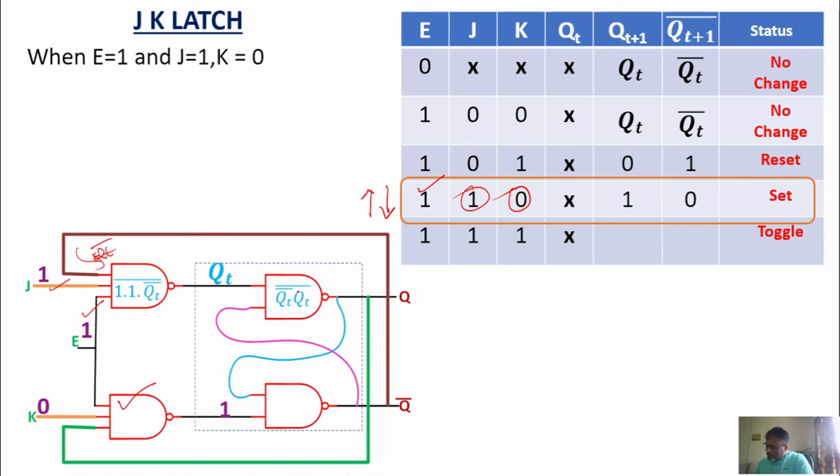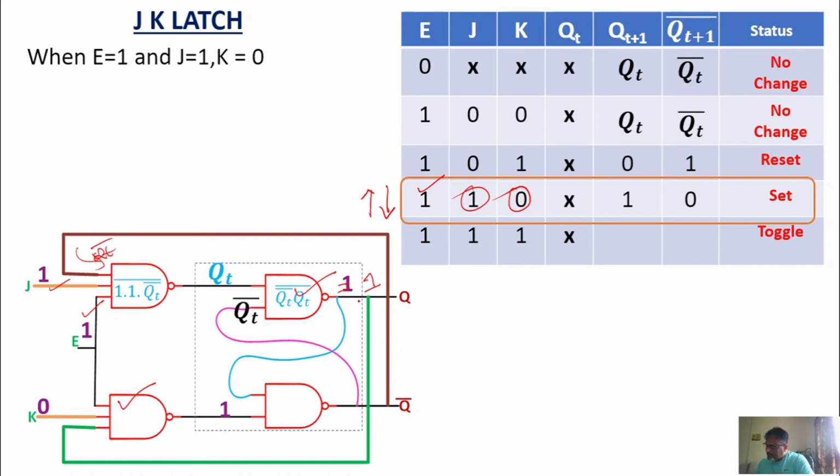Now, what is the output of this gate? The output of this gate will be Qt bar, which is going to come here, right? Qt bar is going to come here, and Qt bar whole bar. Okay, what is going to come here? So Qt bar is 0, 0 bar is 1. What is going to come at this point is 1. So Qt+1 is equal to 1.